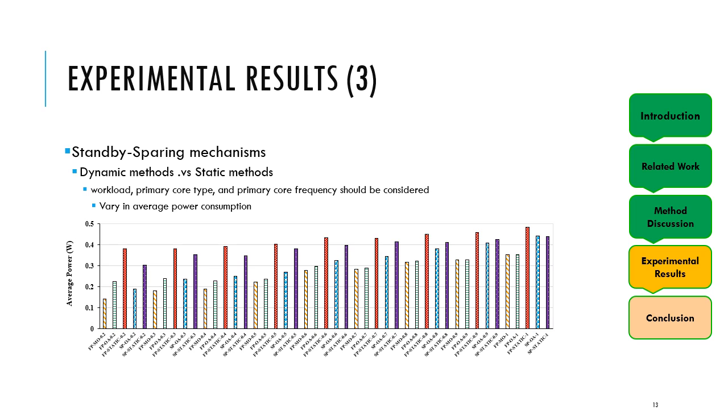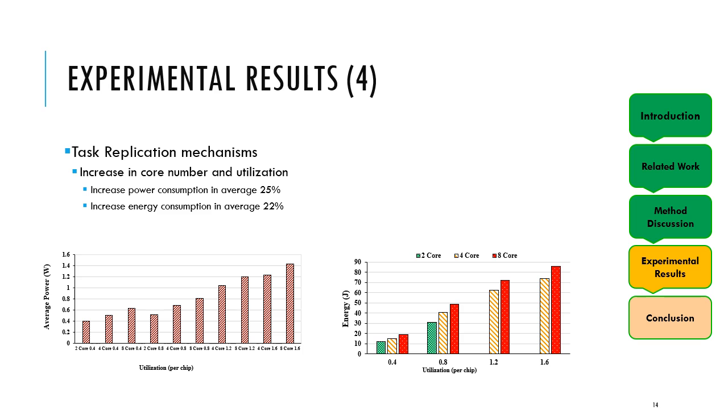Therefore, we can assert that when a standby sparing method is applied, we should consider workload, primary core type, and primary core frequency. According to our constraints and system specifications, to achieve a low power and energy system, we can add some overlaps between the execution of tasks and reach our goals.